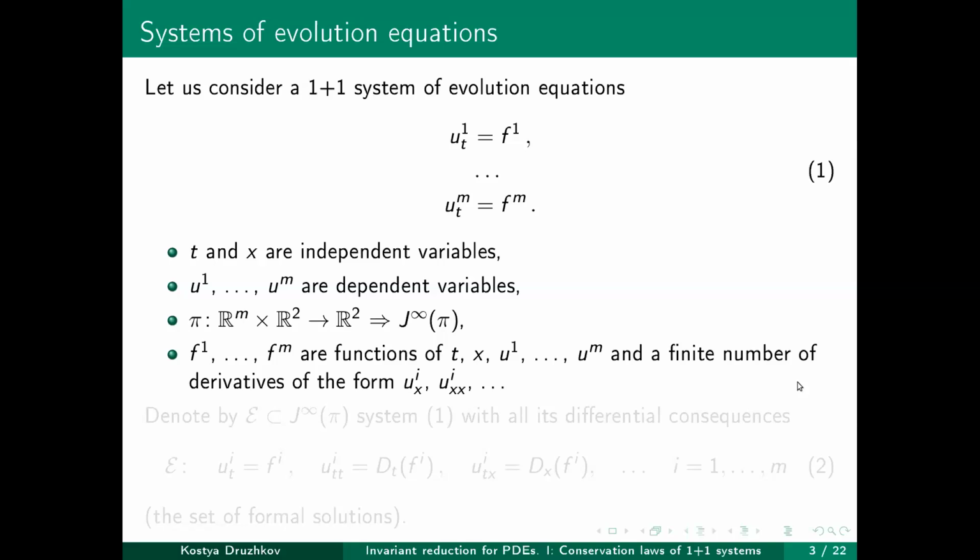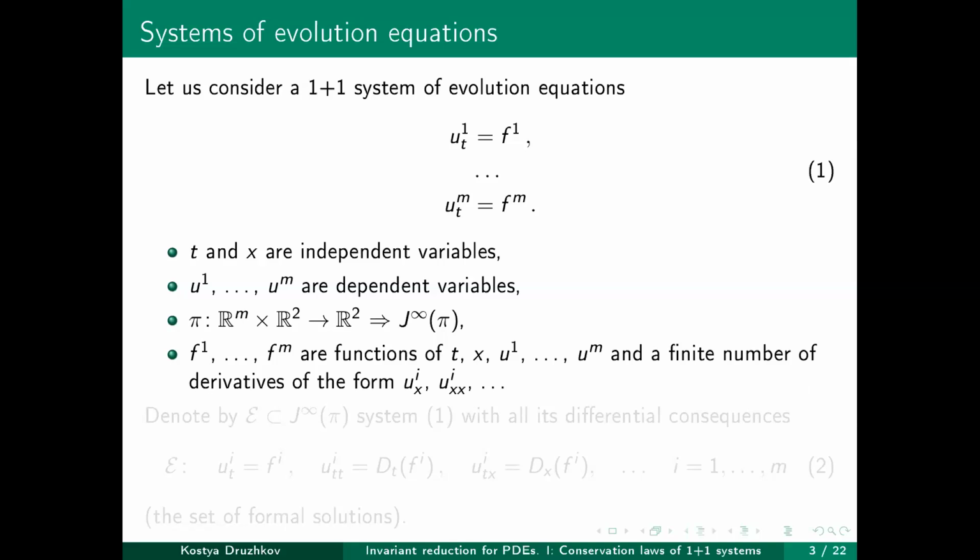Let's consider a 1+1 system of evolution equations having form 1. Here, t and x are independent variables, u1, etc., um are dependent variables. We can consider the corresponding bundle. Let's consider just the trivial bundle, the projection onto the second factor. This projection leads to the corresponding infinite jets.